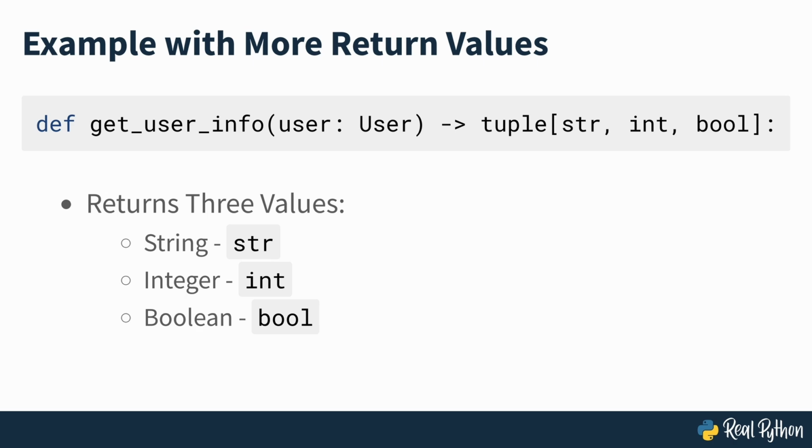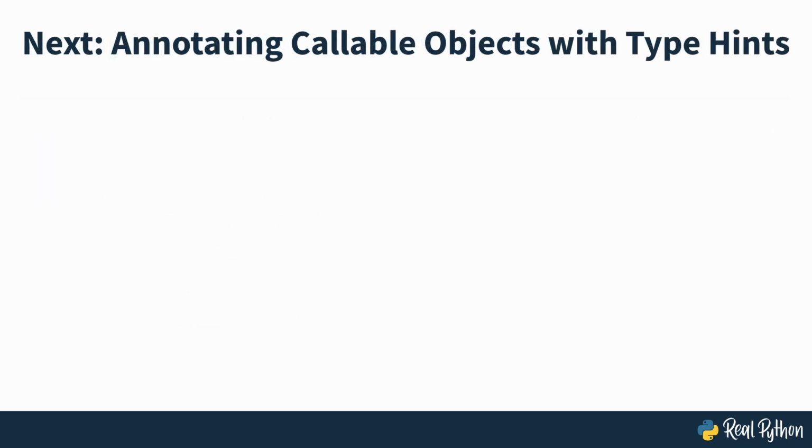So now you've seen how to use type hints for single and multiple return values of different types. In the next section of the course, you'll look at using type hints when declaring functions to take callbacks.